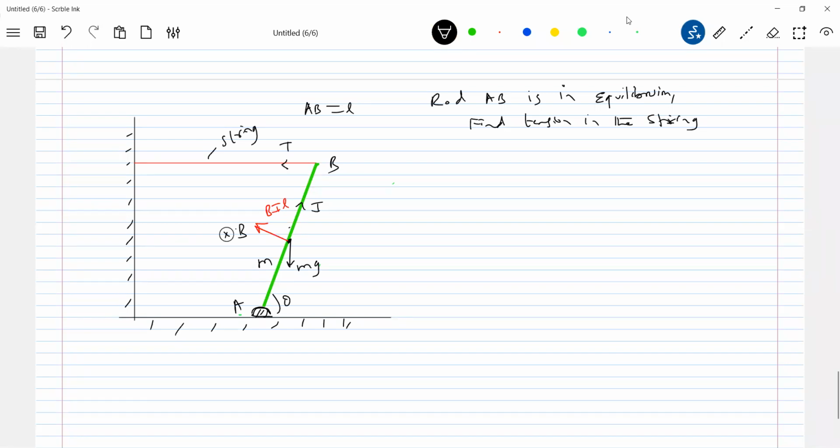Will there be any reaction at the hinge? Yes, there will be reaction forces acting at the hinge. Let these be Ry and Rx. Can we equate forces directly, with tension being a component of BIL? No, the reaction forces will come in. That's why we are taking the help of torque.